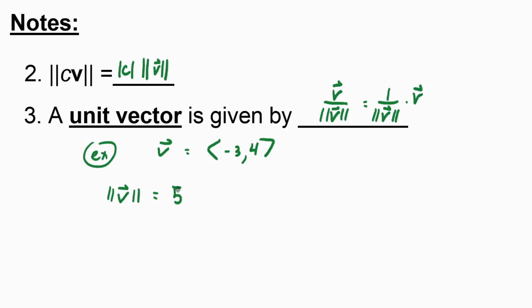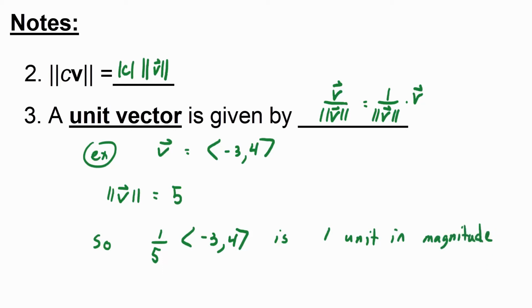So according to that note above, I should be able to scalar multiply v by 1/5, and the resulting vector should have magnitude 1 unit long. So 1/5 times the original vector, -3, 4, is 1 unit in magnitude. Do you believe that? That's what the note says. Would that be easy enough to prove?